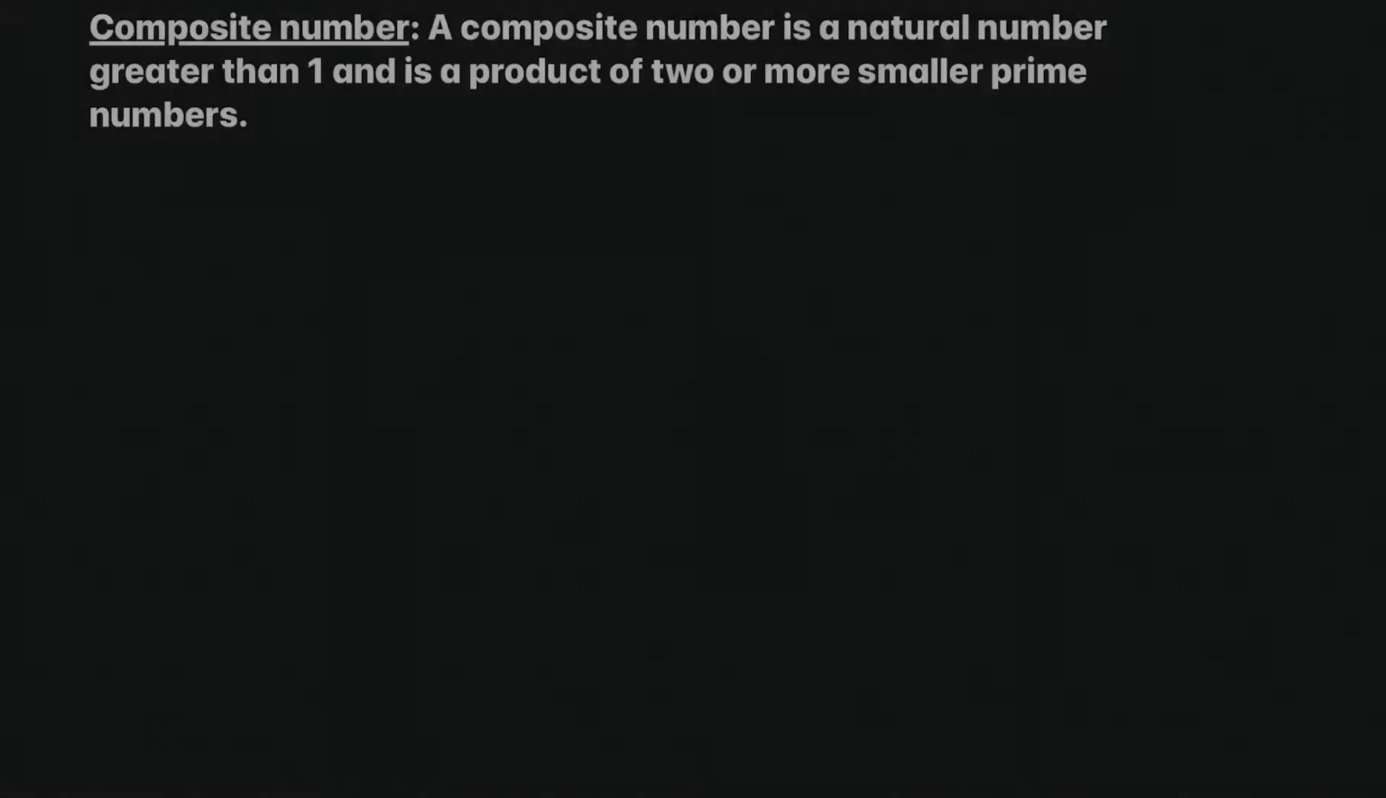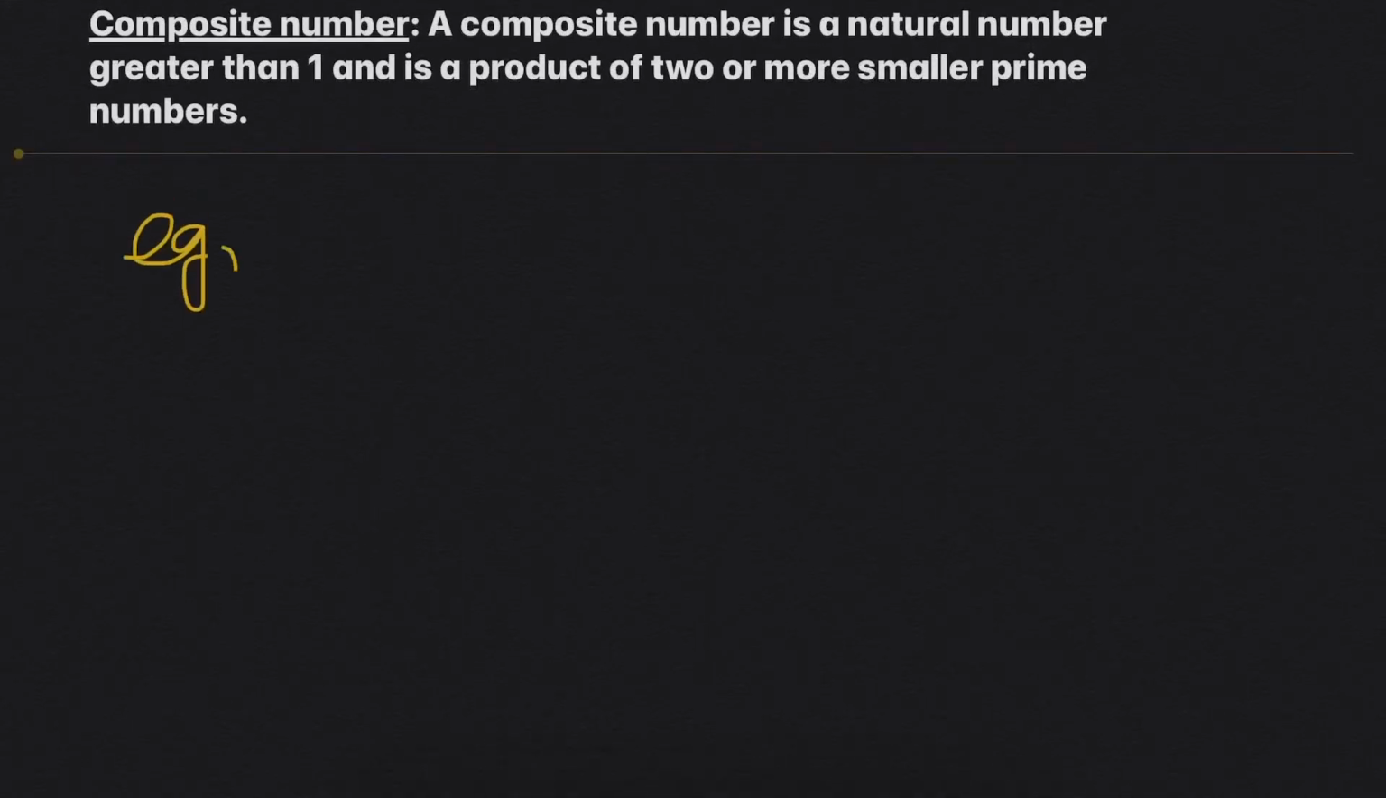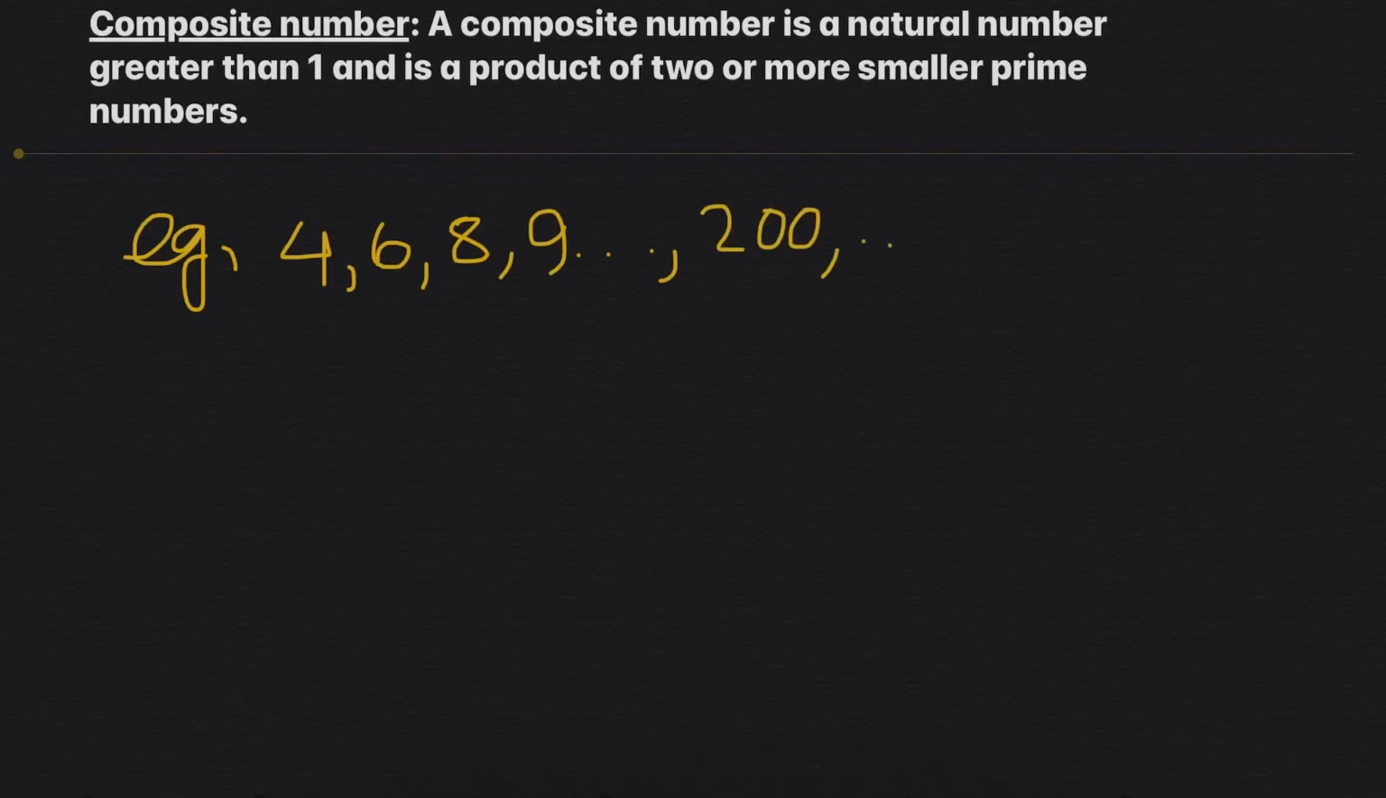Okay. Now let's see what composite or non-prime numbers are. A composite number is a natural number greater than 1 and is a product of two or more smaller prime numbers. For example, 4, 6, 8, 9, 200 and so on.